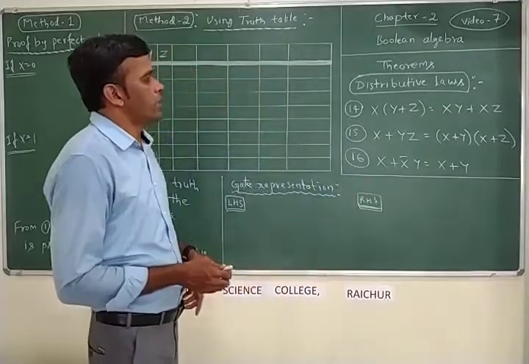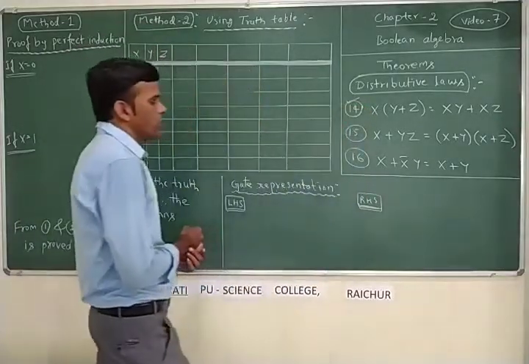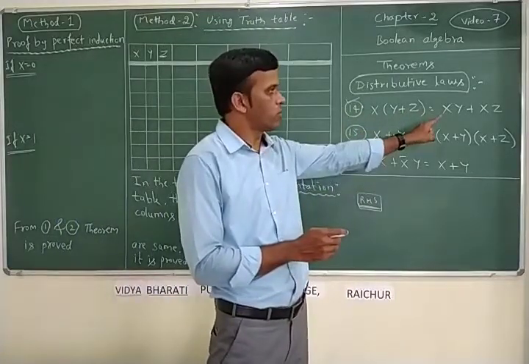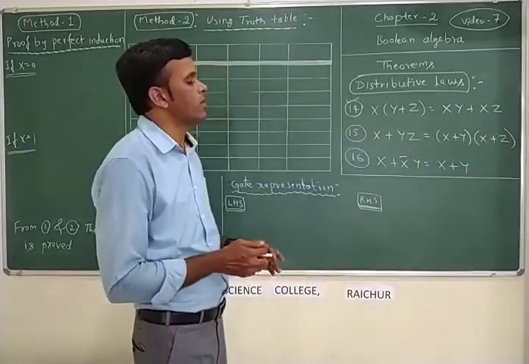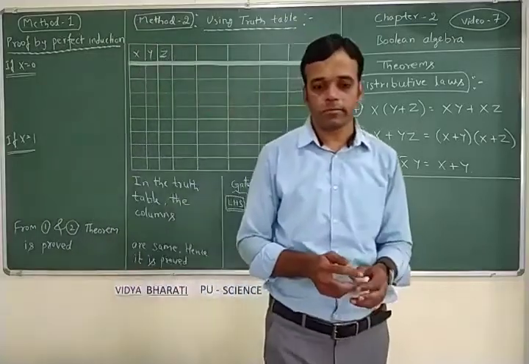Okay. So I will take the first one, the 14th theorem. So here it's x(y + z) = x·y + x·z. Okay. So let me go for first proof by perfect induction method.